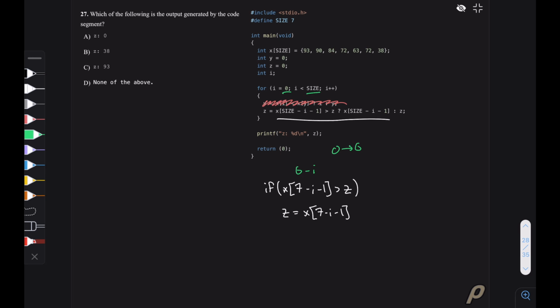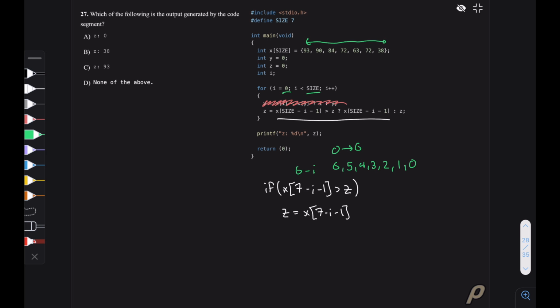So basically, when we do 6 minus I, we're going to start at 6, right? Because 6 minus 0 is 6. Then we increment I to 1. So now we go to 6 minus 1, 6 minus 2, 6 minus 3, 6 minus 4, 6 minus 5, and then 6 minus 6. So we're basically just iterating through this array backwards. So we're starting at the back here, and then we're making our way this way.